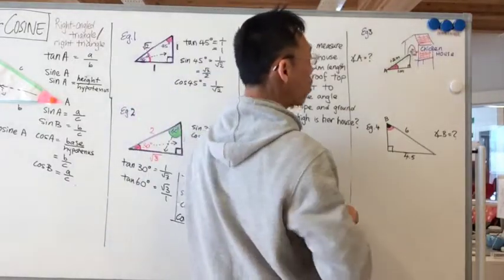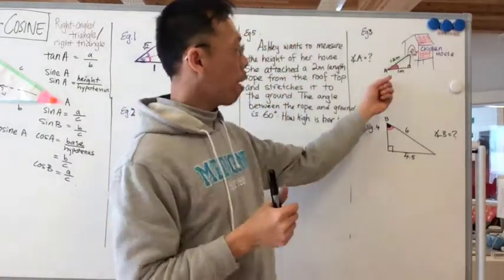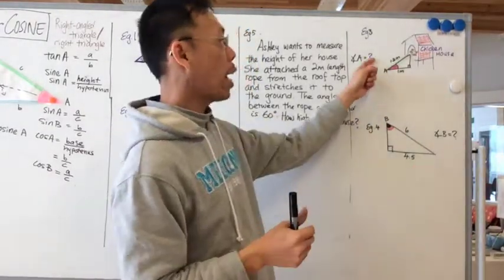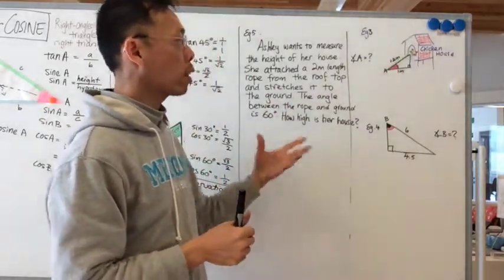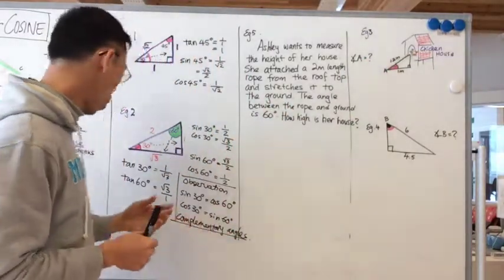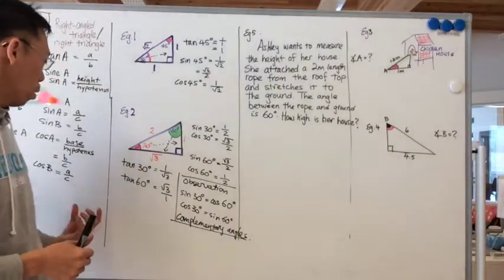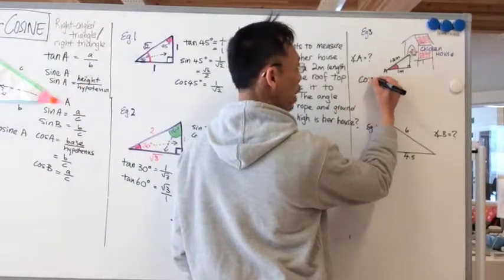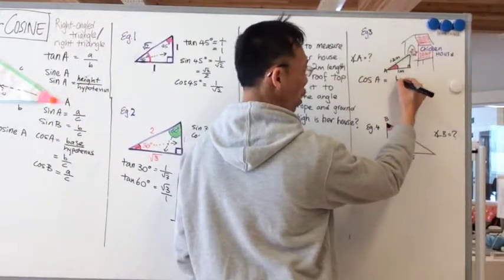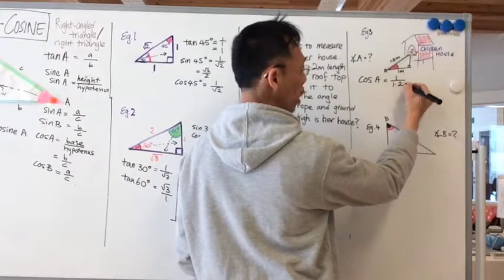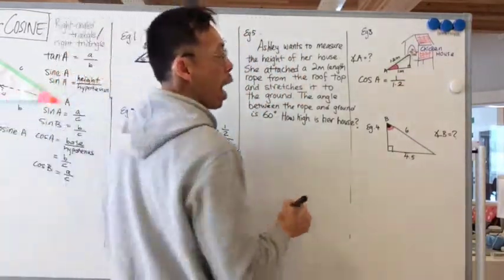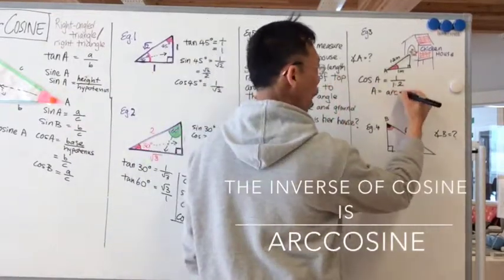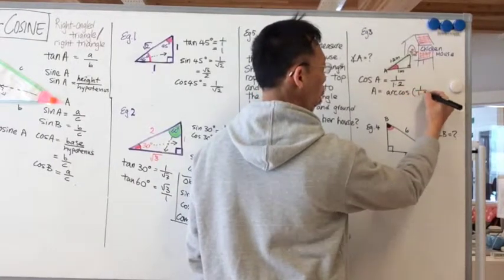To find angle A here, we have the base and we have the hypotenuse. So what connects the base and hypotenuse together? Well, look at our formula. Very good, it's cosine. So cosine A is the base, 1, over the hypotenuse, 1.2. And in order to find angle A, we have to take the inverse cosine. So arccosine of 1 over 1.2.